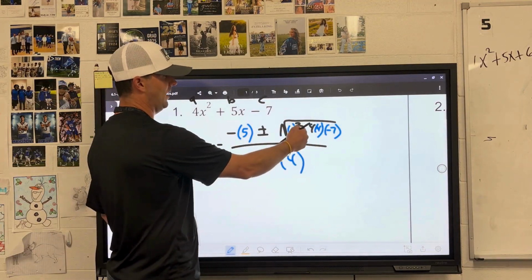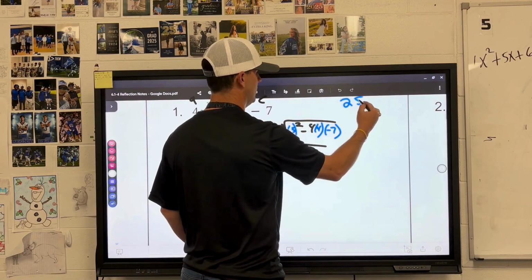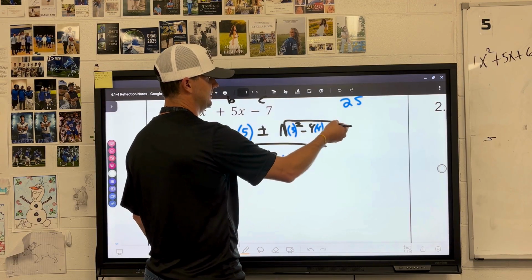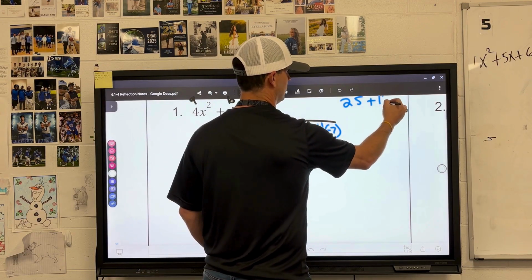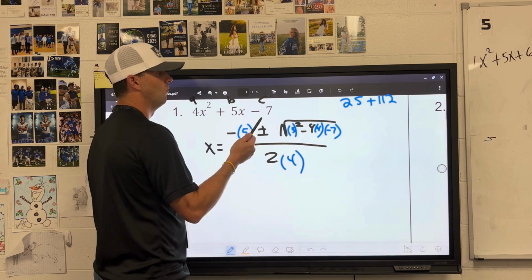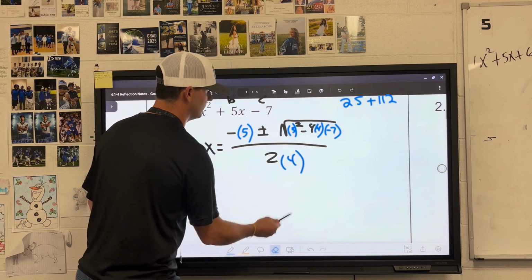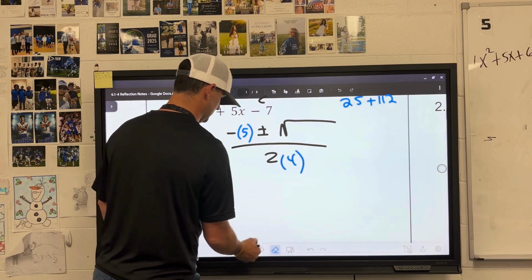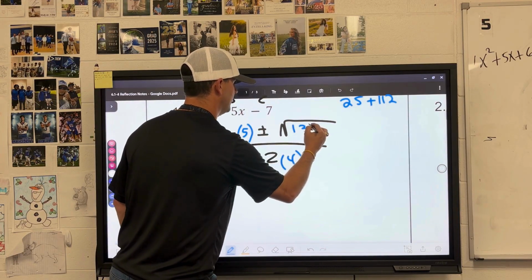So 5 squared is 25. Negative 4 times 4 is negative 16. Negative 16 times negative 7 is going to be positive 112. If I add that together, that's going to give me 137. So right now, inside my radical, all of this is going to turn into 137.